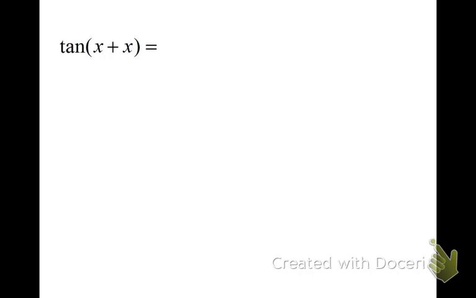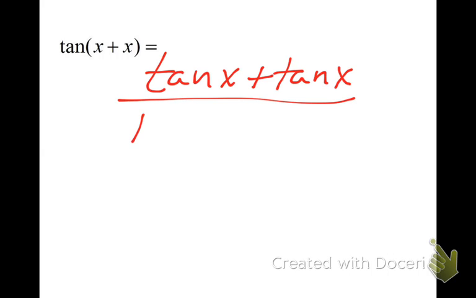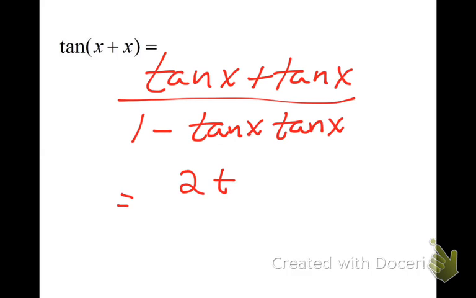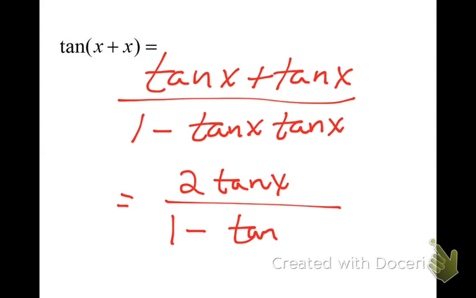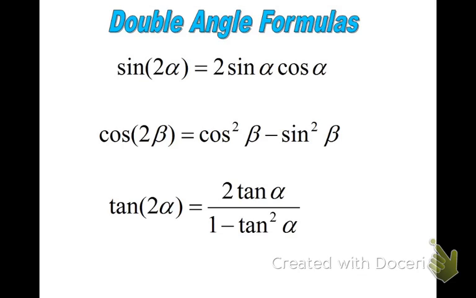Next is tangent. Tangent plus tangent over 1 minus tangent times tangent. Again, on the top you can simplify this as 2 tan over 1 minus tangent squared. And so there you have the double angle formulas, when you have the same angle twice, in this case x and x. Here are the formulas written out again.